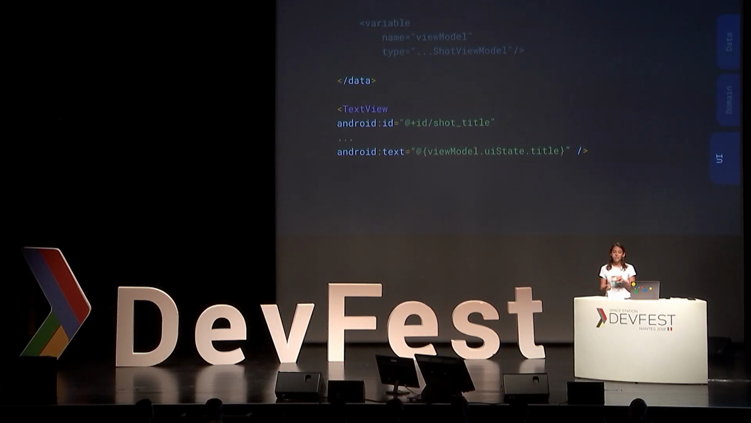So here, our view model UI state is that live data that holds the state of the UI. Instead of doing this mapping and observing inside the activity, we're directly in the XML telling that we're interested in the title from the UI state.